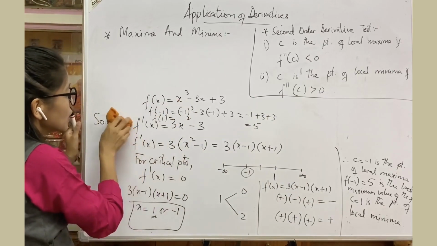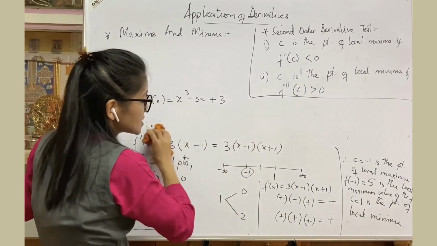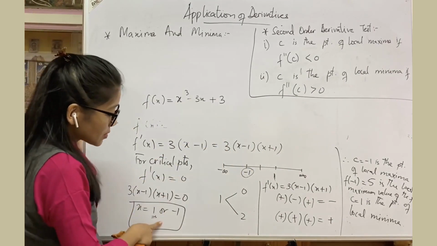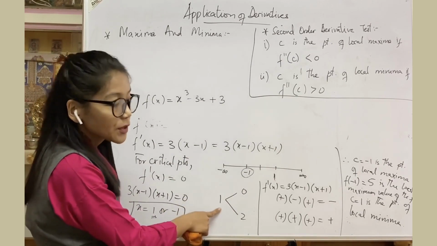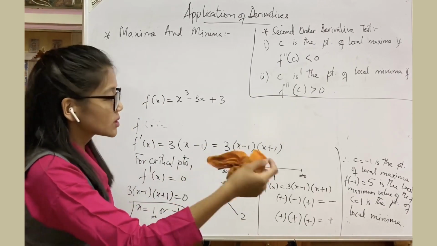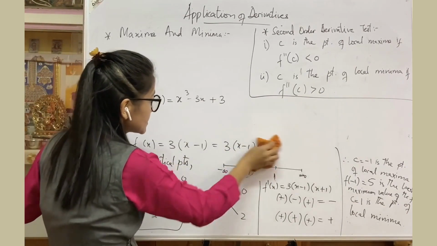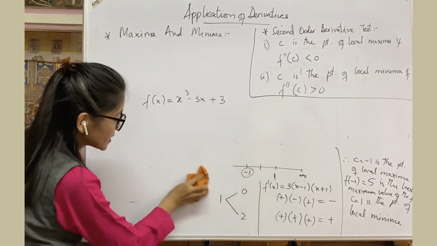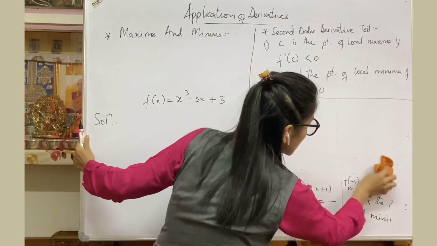Now we are going to solve the same question using second derivative test. This is how we had solved using first derivative test. We got the critical points, then we had taken one point on the left hand side and one on the right hand side of the critical point. We checked the sign of f dash x at that point. So it's quite lengthy. Now if you are going to solve using second derivative test, then it's much easier. This is how we are going to do.